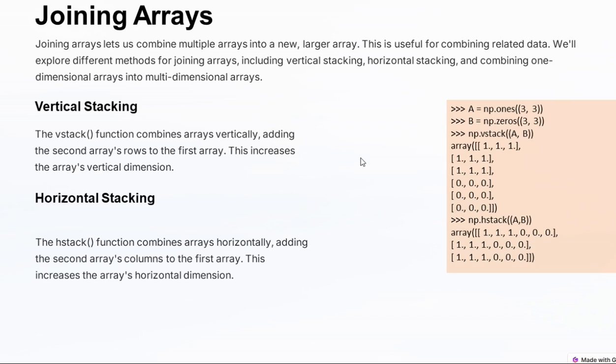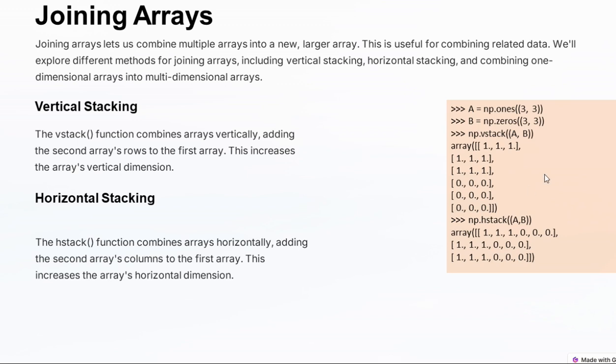So let's first discuss joining of the arrays. Joining arrays means we are going to combine multiple arrays and form a new larger array. Where is this useful? This is very useful especially when we want to combine data. So let's see different ways of joining the arrays through vertical stacking, horizontal stacking, and also combining one-dimensional arrays into multi-dimensional arrays. So let's first study what is vertical stacking.